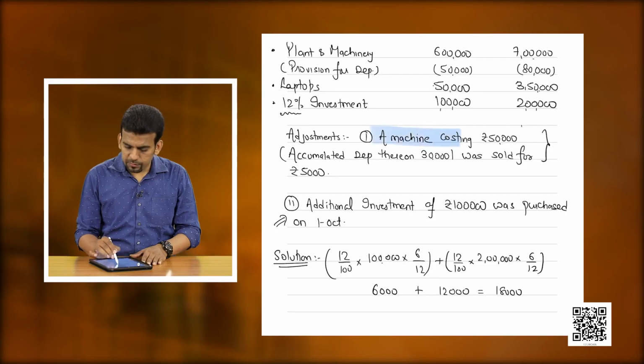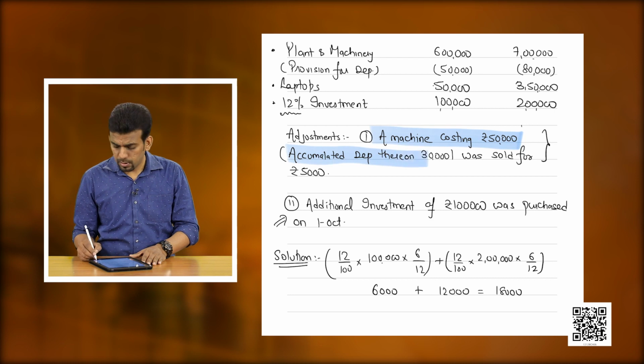The adjustment says machine costing rupees 50,000, accumulated depreciation thereon. Accumulated depreciation means the machine which is going to be sold, on that rupees 30,000 depreciation is already provided. So, now we have to make this depreciation happen to the machine. Let's see how we do that.